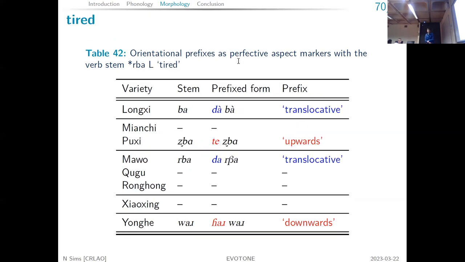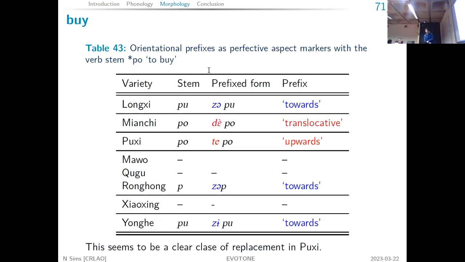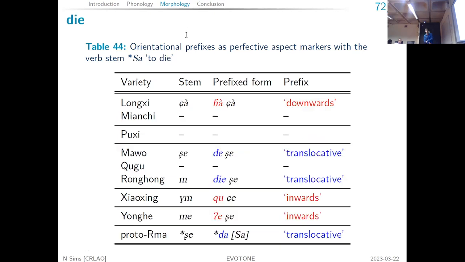And then this word for tired, this is less clear, I think. We have conflicting evidence: upwards, downwards, and translocative. These I'm not as sure about. But it kind of needs more work. Each verb would have to be done this way, looked at across varieties. Here's the verb to buy, which in most varieties takes the towards prefix. So I think that is original. And then it got replaced with upwards in Puxi, or with away in Yanchen, where away in Yanchen is more of a general perspective than having a real translation.